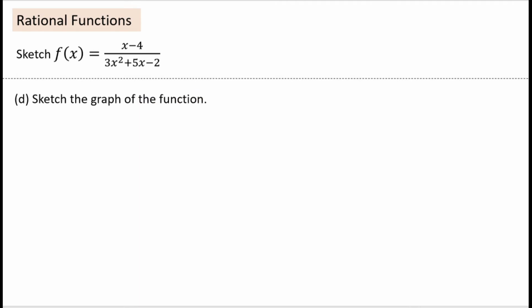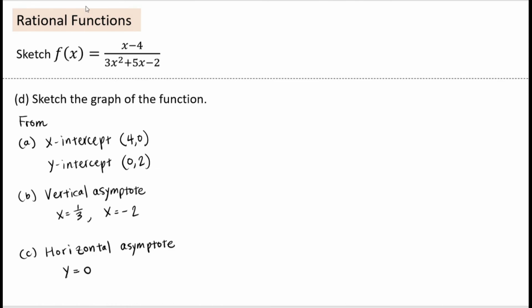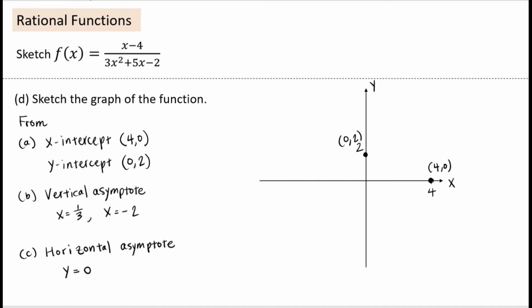Let's graph the function f of x. From parts A and C, we have the following information. The x-intercept is (4, 0), and the y-intercept is (0, 2). The vertical asymptotes are x is equal to 1 over 3 and x is equal to negative 2. The horizontal asymptote is y is equal to 0, which is the x-axis.